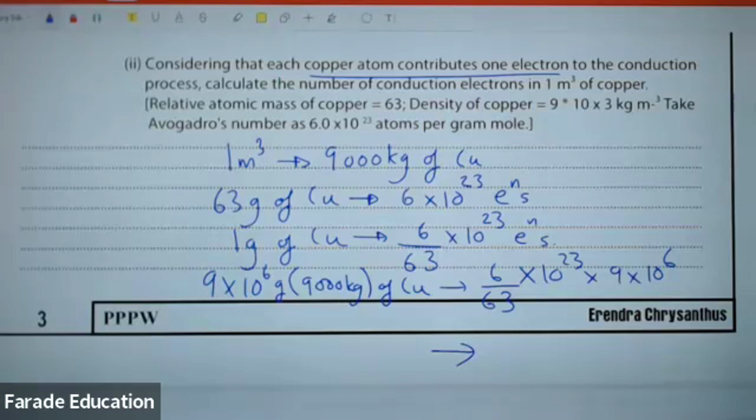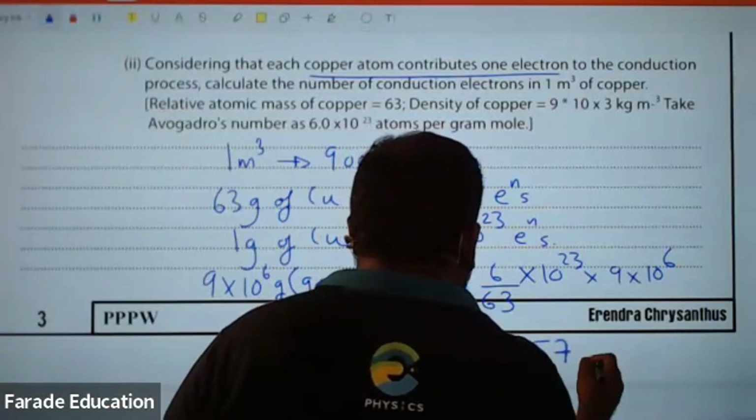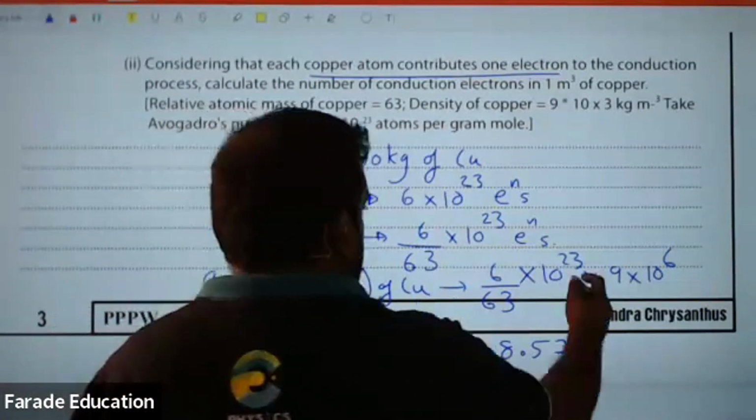If you simplify the relationship, 63 grams have Avogadro number of electrons, 1 gram has so much, and altogether how much? 6 times 10 to the power 6, and 54 over 63 gives 8.57, times 10 to the power 28 electrons per cubic meter.